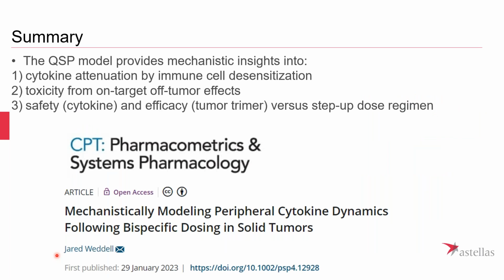With that brief summary, this model was used to provide some mechanistic insight into the cytokine attenuation we see through immune cell desensitization, the importance of the on-target off-tumor effects, as well as helping us understand safety in terms of cytokine release and efficacy in terms of tumor trimer formation across step-up dose regimens. Like I mentioned, this work was published somewhat recently in CPT PSP.